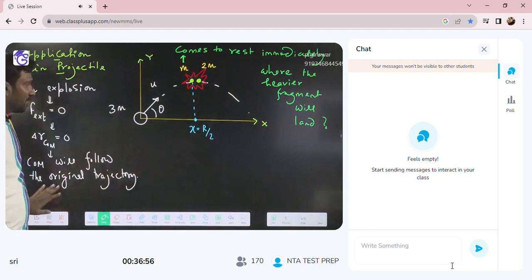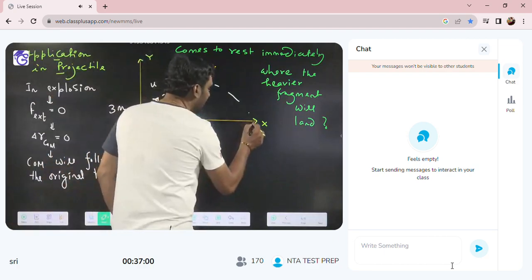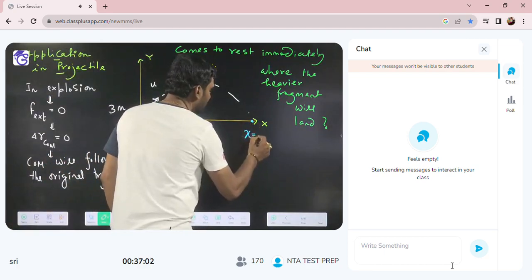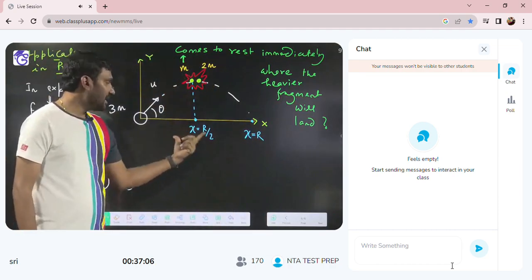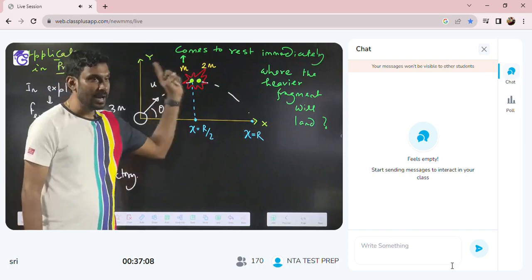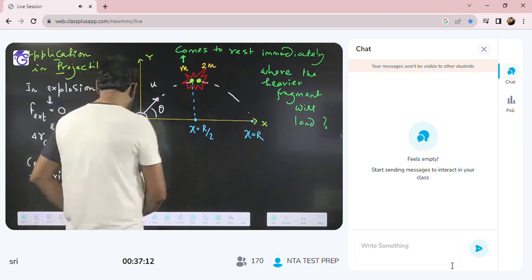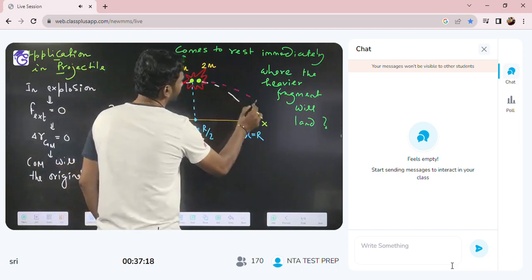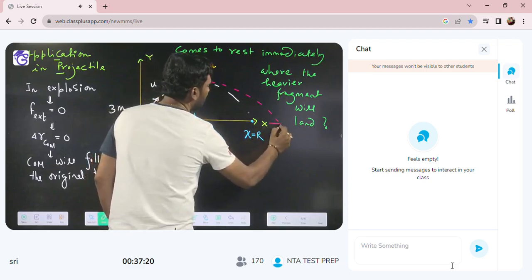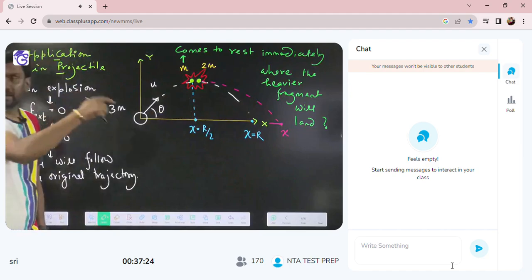And center of mass is following the original trajectory. So where will it land? It will land here. What is this point? This is x equal to R. The lighter one is landing at x equal to R by 2, and center of mass is landing at x equal to R. The heavier one will land somewhere here. I don't know. Let us say this is x. We will calculate that x.